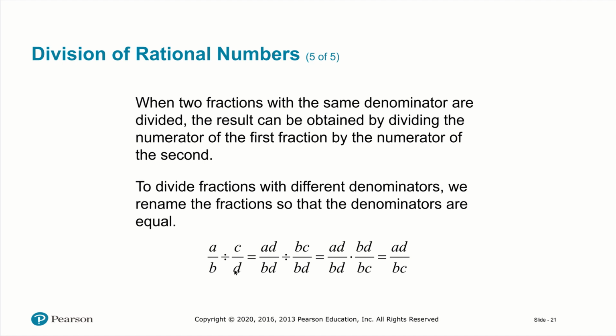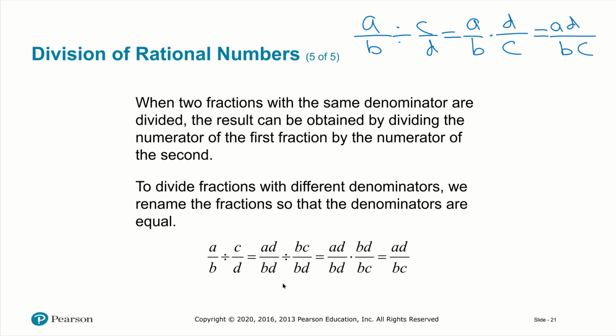So it works out much simpler than we show here in this way. So if you have a over b divided by c over d, basically keep a over b the same, multiply by the reciprocal of the second fraction, and you end up with AD over BC.